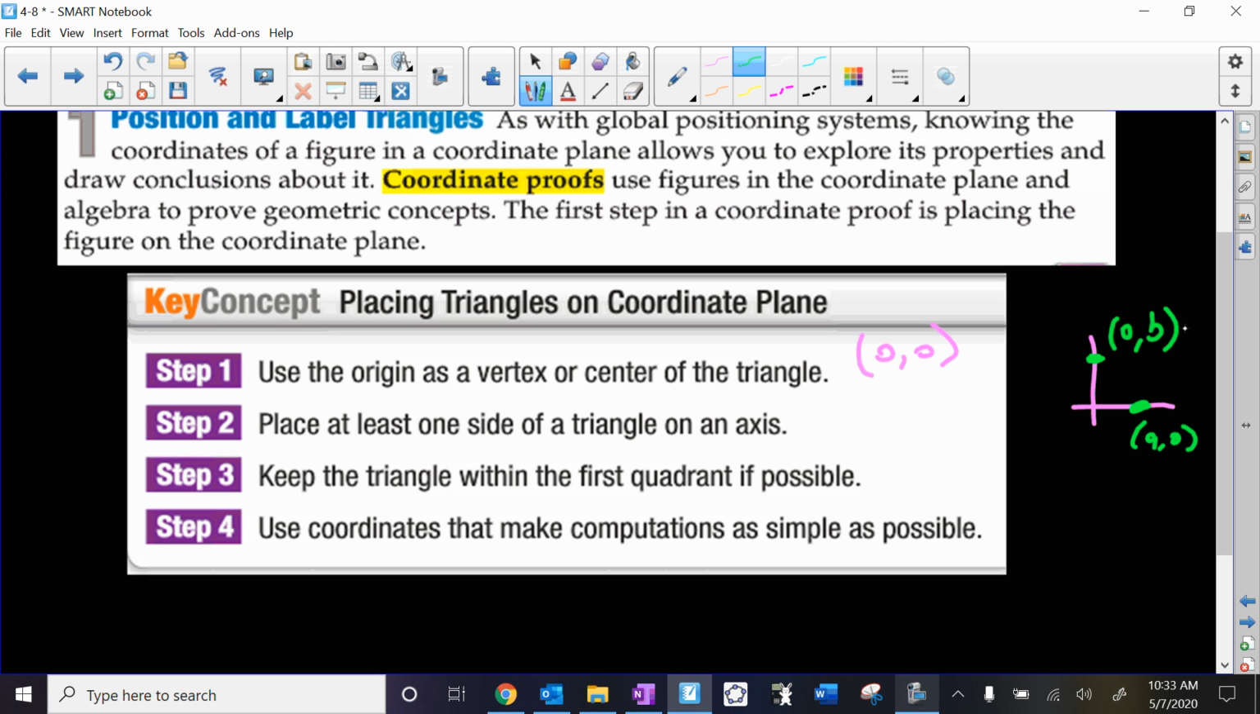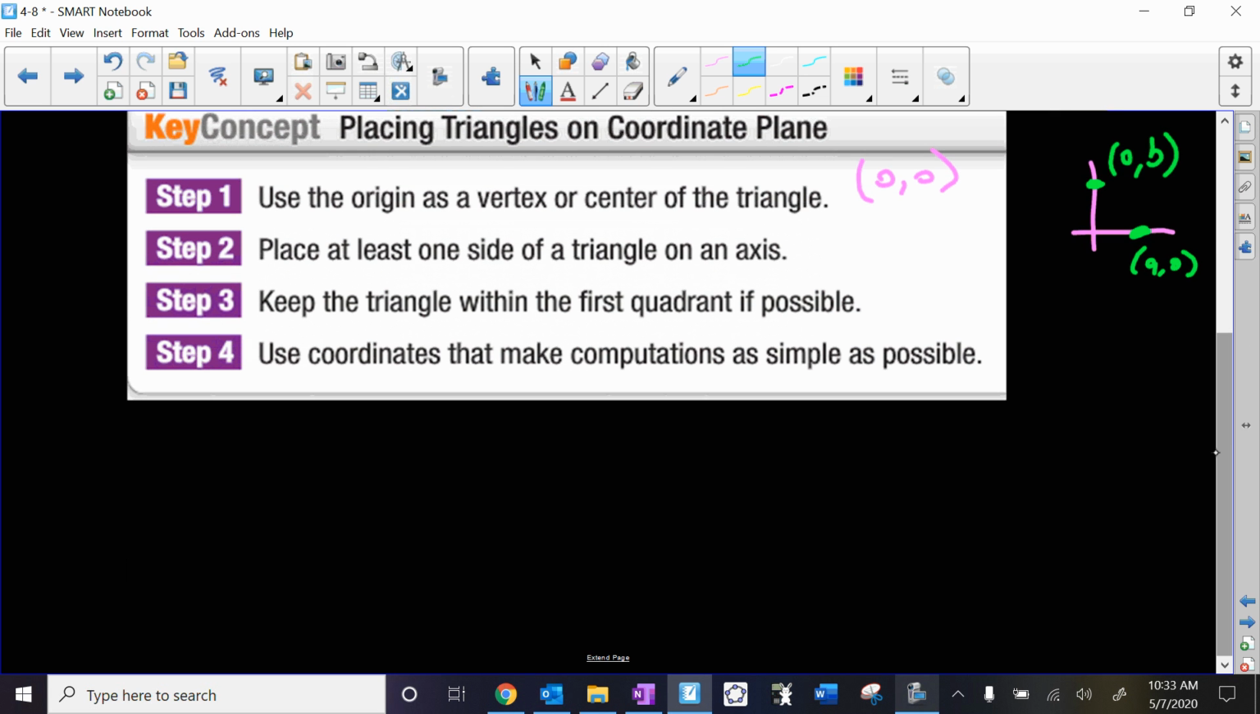Step 3 tells us to keep the triangle within the first quadrant if possible. Reason that we like the first quadrant, remember quadrants go 1, 2, 3, 4. If I'm dealing with the first quadrant, my points are going to be positive. Sometimes we'll go into the second quadrant, so you may have a negative then a positive, but we will never use quadrants 3 and 4. We'll never deal with those. And then step 4, use coordinates that make computations as simple as possible. We'll deal with that once we get into an actual coordinate proof.